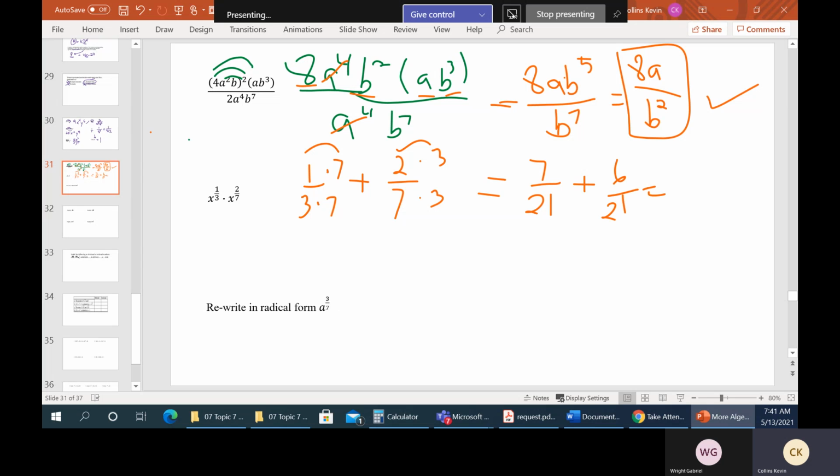Once we have the same number on the bottom, just add the numbers on the top, right? So that's 13 over 21. So since this is an exponent, it's just going to be x to the 13 over 21 power, which is obnoxious, I know. All right, questions on that one? So it's just adding the exponents, but the exponents are kind of a pain to add, is all it is.